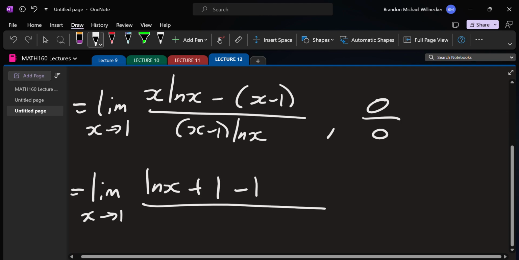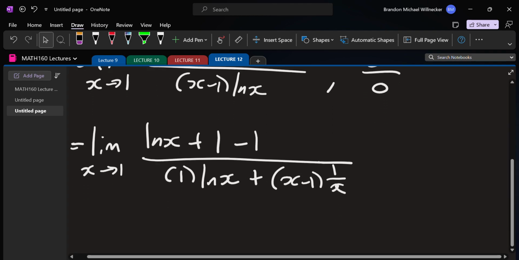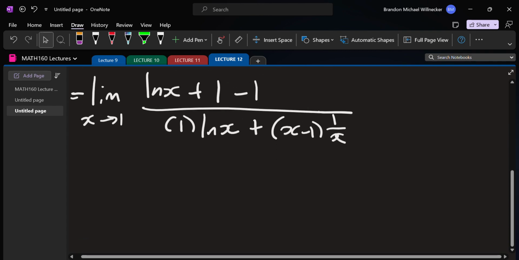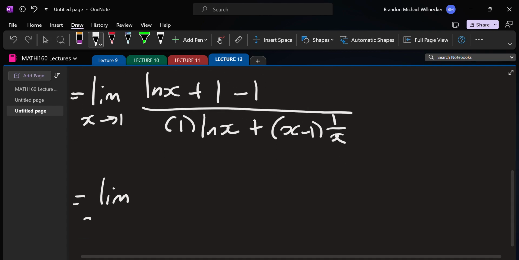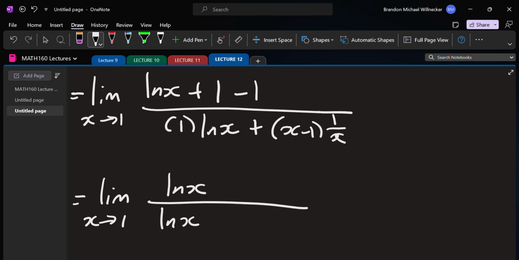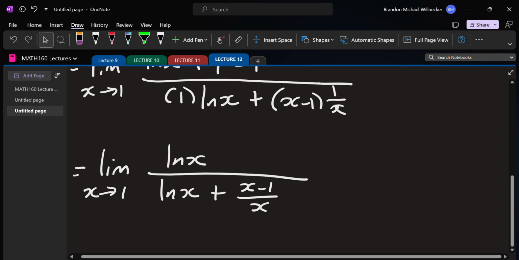Okay, now the derivative of the bottom. We take the derivative of the first term, that's just going to be a 1, times ln x, plus, now we leave the first one alone and then take the derivative of the second, so that's going to be x minus 1, and then we have 1 over x there. Okay. Things work out nicely in the top. The 1 and the minus 1, they go away, so we can cancel that. So this is going to be the limit as x goes to 1, the natural log of x over the natural log of x, plus, and then we have x minus 1 over x.